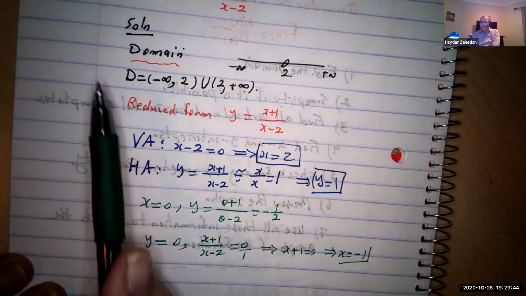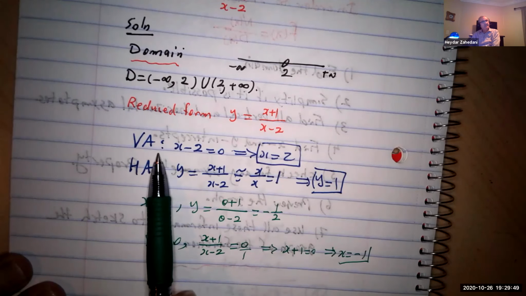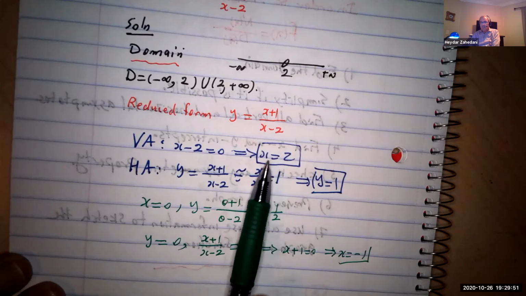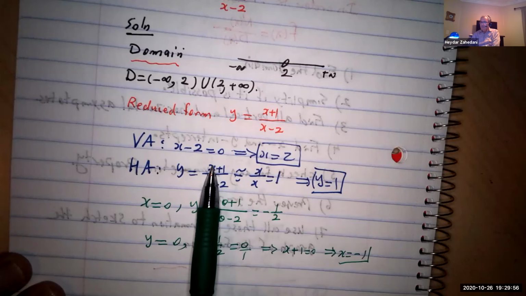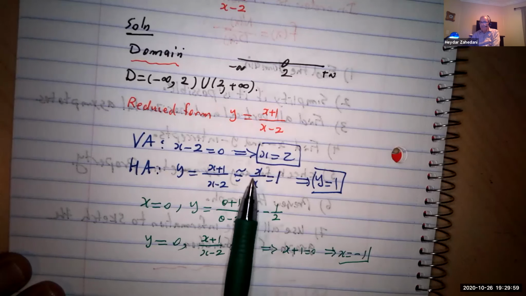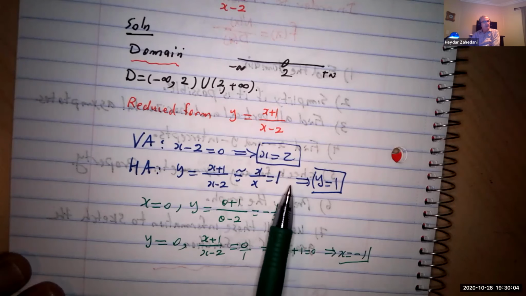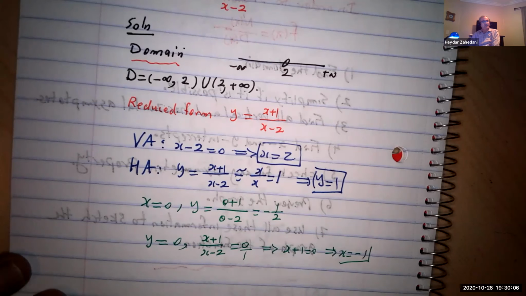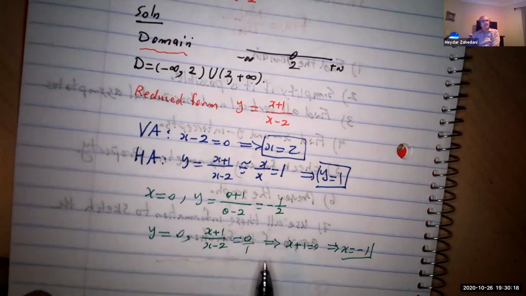So this is all you need. Domain, reduced form, vertical asymptote: denominator equal to 0, get the result. Horizontal asymptote, you shrink it. If they are going to be x, you know that's going to be a ratio. If the degree of the bottom is higher, the result would be 0, and you are not going to have a slant asymptote. Okay, intercepts: replace x by 0, get the y. Replace y by 0, you let the fraction be equal to 0, the top to be 0 to get the result.